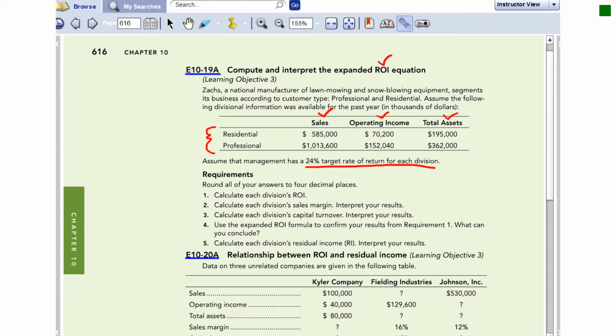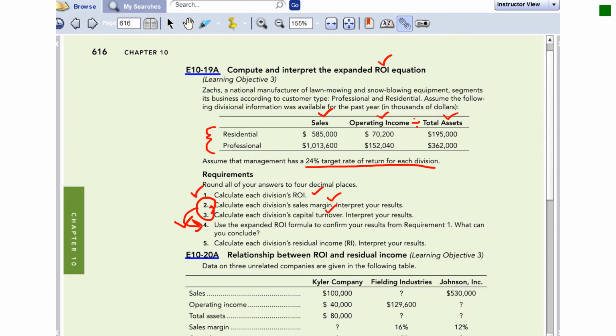If you look at the requirements, number one, they want you to calculate the ROI. Remember, ROI can be calculated directly by simply taking operating income and dividing that by your total assets. You can get that with part 1. On parts 2 and 3, they want you to calculate the sales margin and the capital turnover. You then multiply these two items to get the same ROI. Whatever you get in part 1 should be the same as part 4. This is called the expanded equation formula: sales margin multiplied by capital turnover should also give you the ROI.